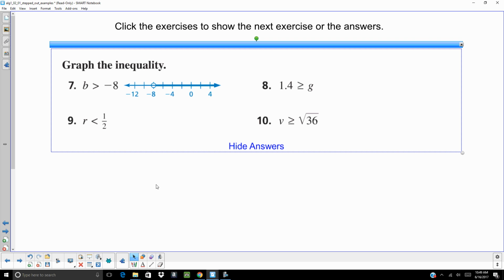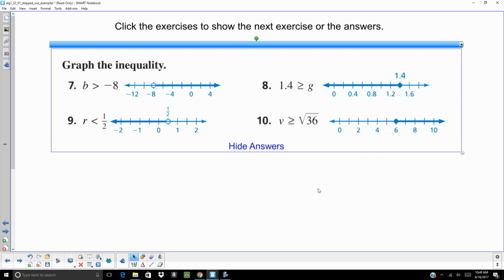Number 7, open dot at -8, shaded to the right. Closed dot at 1.4, shaded to the left. Open dot at 1/2, shaded to the left. The square root of 36 is 6. Closed dot, shaded to the right.